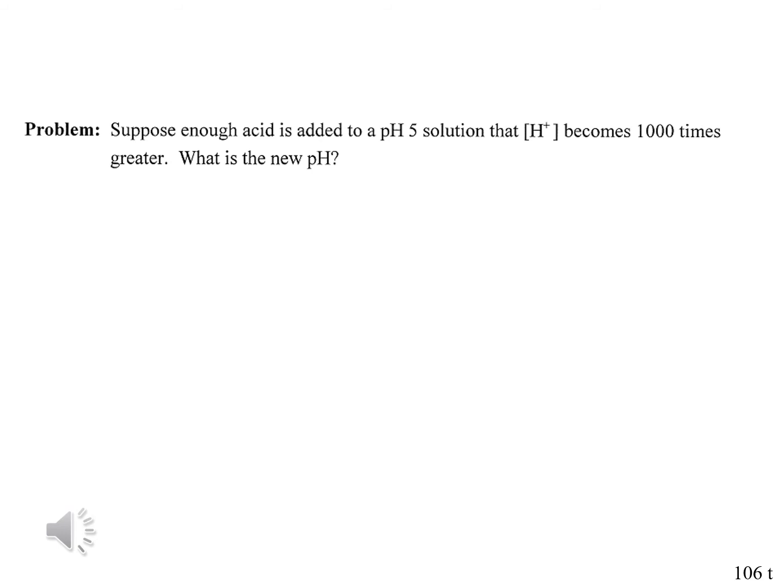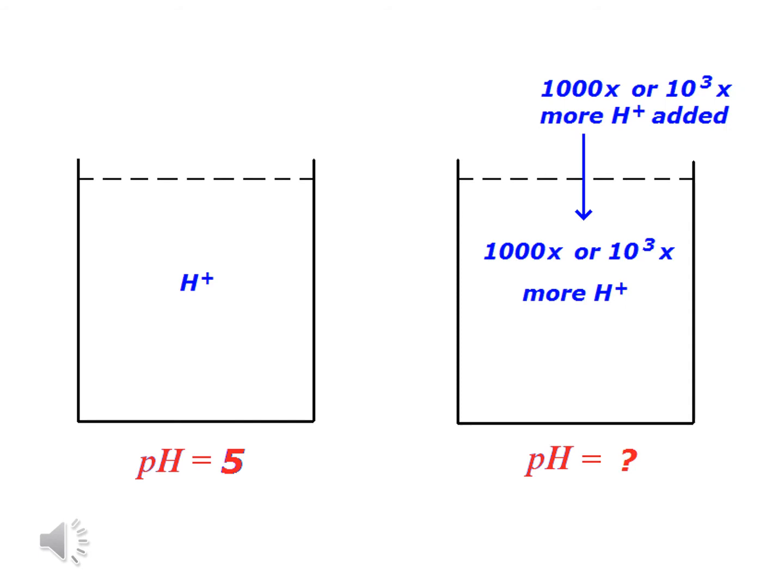I know I put problems like this on the test because they're very helpful to be able to do in your head, so let me show you one. Let's suppose that you start with a pH 5 solution and you add enough H plus to it so that the concentration of H plus gets 1,000 times greater. What is the new pH? So here you are, you're starting with 5 pH, and you add 1,000 times or 10 cubed more H plus. Now, you might be tempted to say 8. That's wrong. You might be tempted to say 3. That doesn't make any sense.